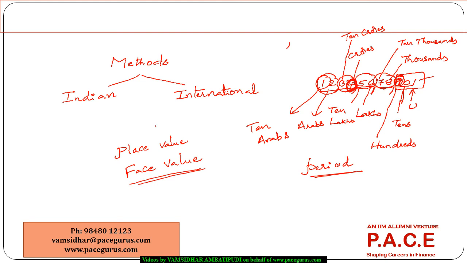So again, for simplicity, I am reiterating. Let me take a number 12,345. The place value of this is 10,000, but the face value is 1. The place value of this digit is 2000 because it's in the thousands place, whereas the face value is only 2. Coming to this 4, the place value is 40 because it's in the tens place, whereas the face value is just a simple 4. So that is the Indian system of representation, right?